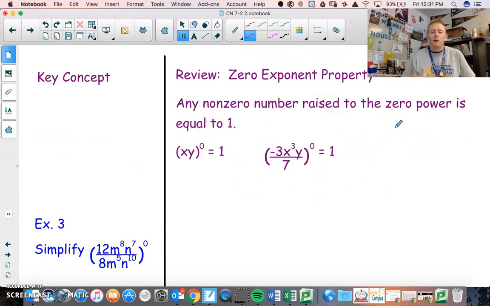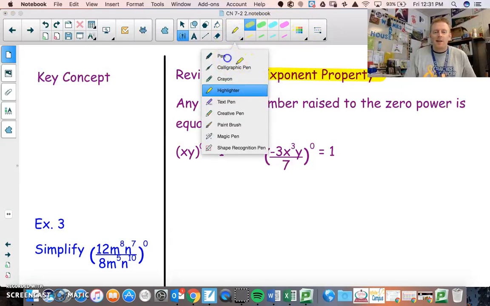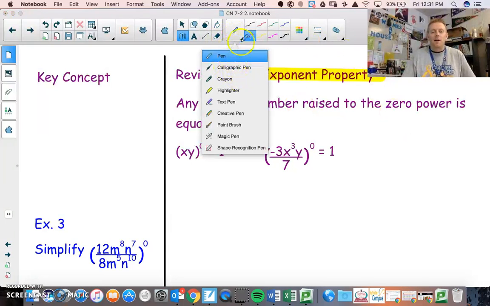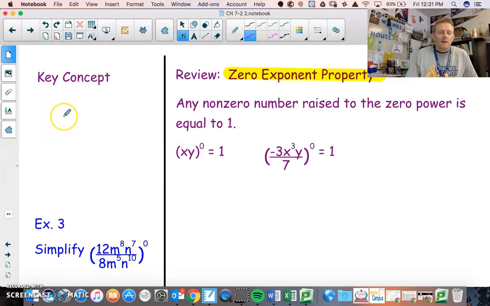All right, we got another rule for you. It's called the zero property of exponents. This zero property of exponents says that any number that's raised to the 0 power is 1. And here's a quick reason why. If I have 2 to the 1st power, 2 to the 2nd power, 2 to the 3rd power, this is 8, this is 4, this is 2, and then 2 to the 0 power.